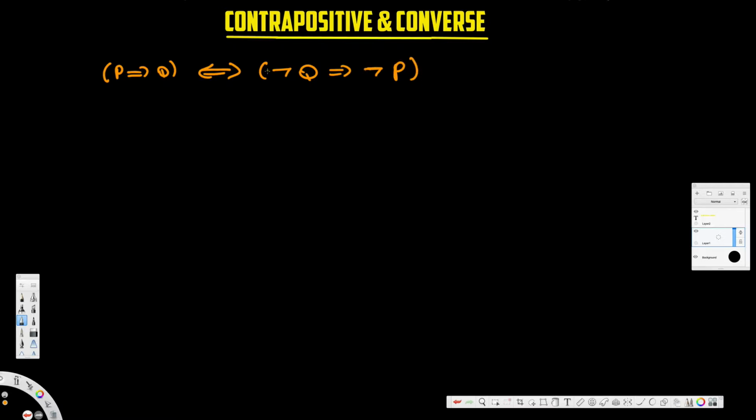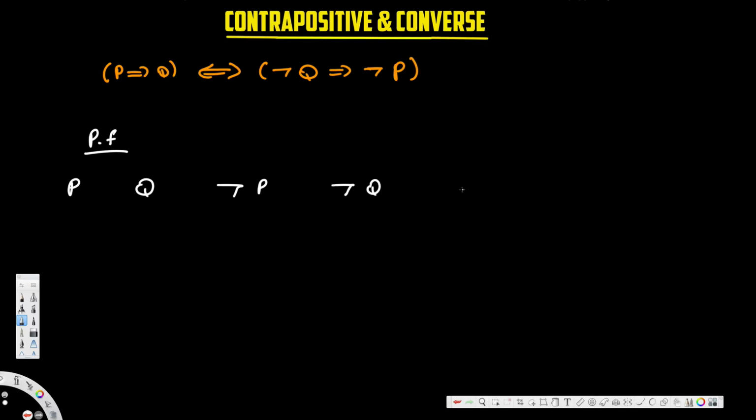We can check it by using a truth table. Now let's go ahead and create a truth table for this one. The truth table, that's going to be the proof. The truth table is going to have P, Q, and then not P, not Q, and then P implies Q, and also not Q implies not P. Now we are trying to prove this one is equal to this one, then only this statement is true.